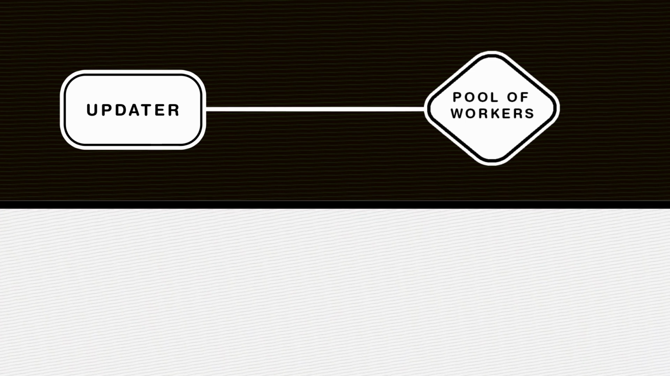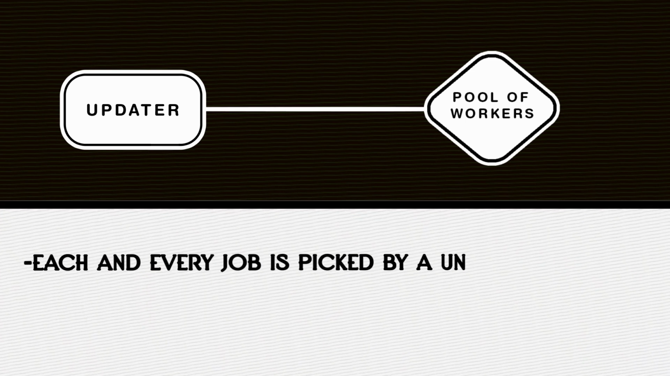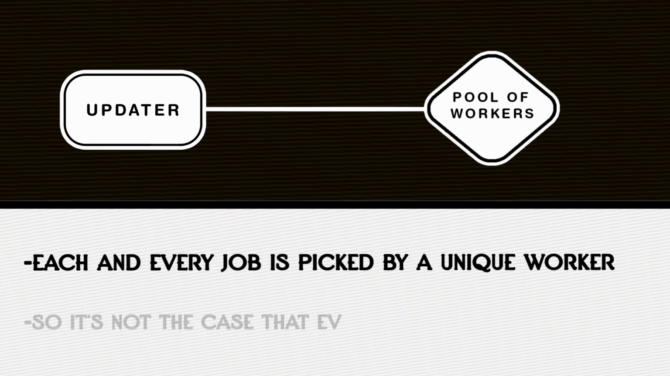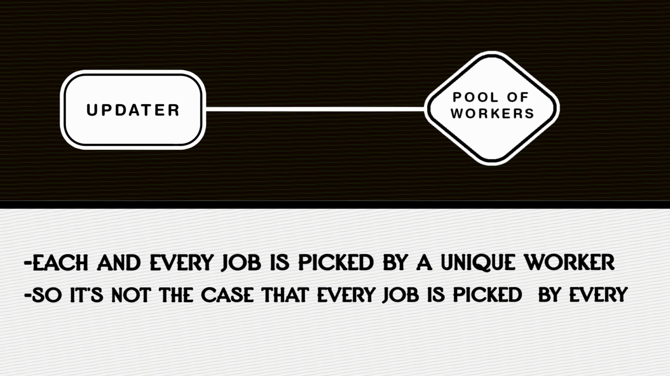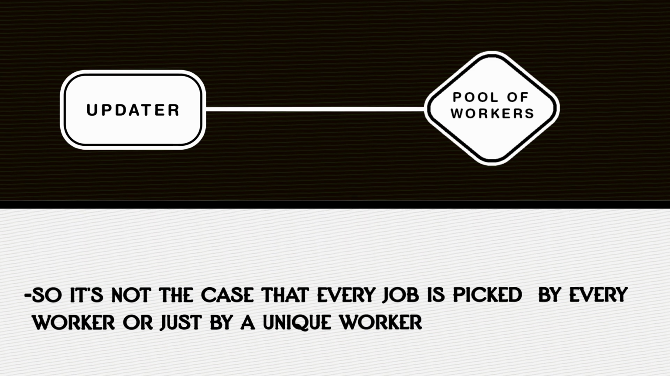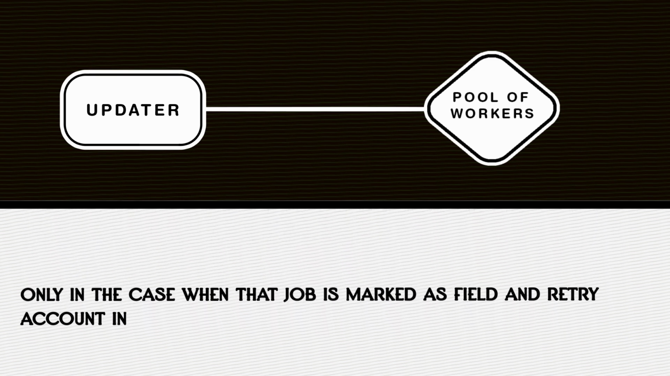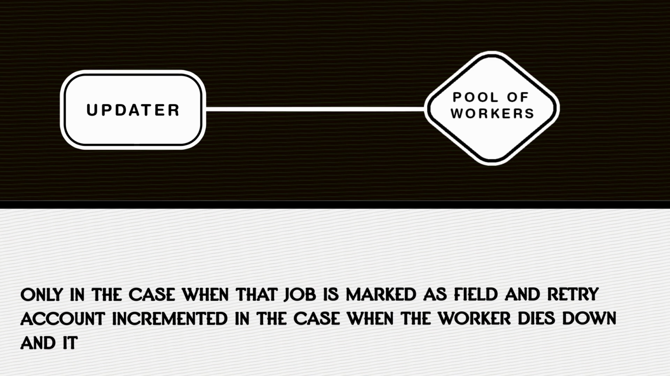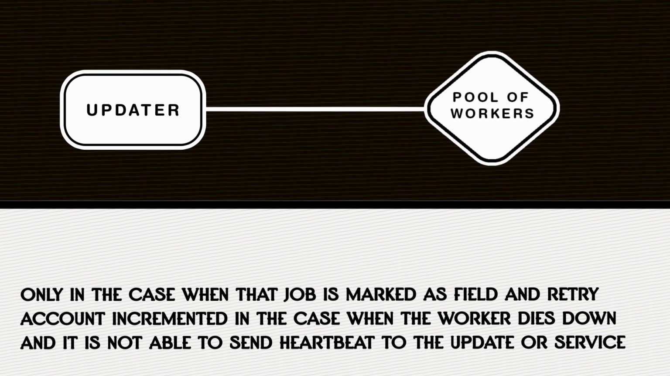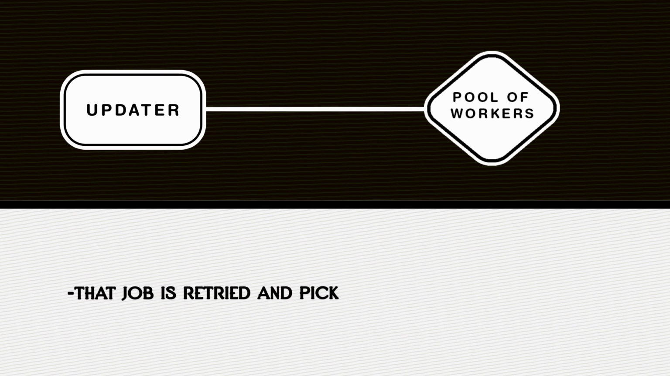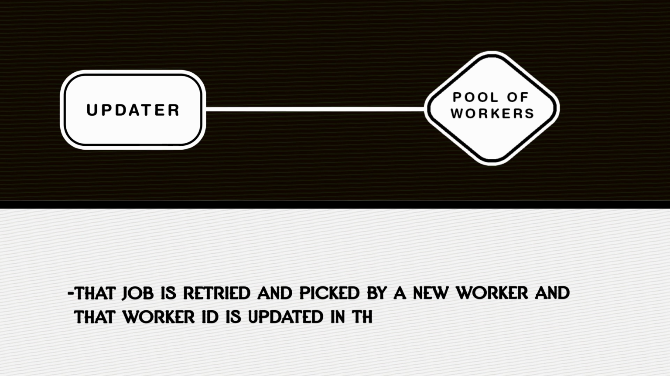And note that each and every job is picked up by a unique worker. So it's not the case that every job is picked by every worker, it is by a unique worker, and only in the case when that job is marked as failed and retry count incremented, in the case when the worker dies down and it is not able to send heartbeat to the updater service, only then that job is retried and picked by a new worker, and that worker ID is updated in the database.